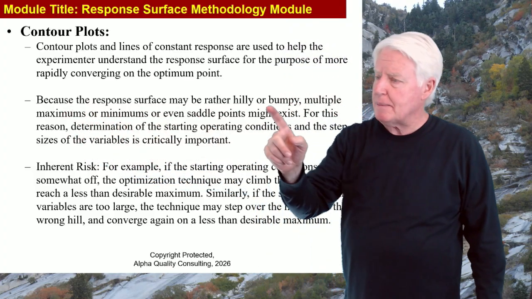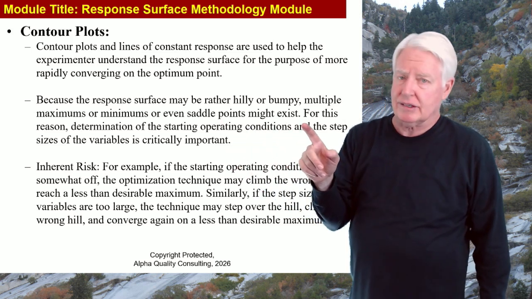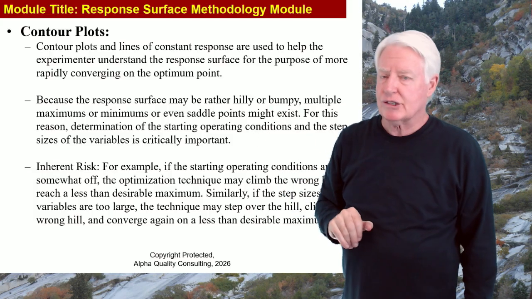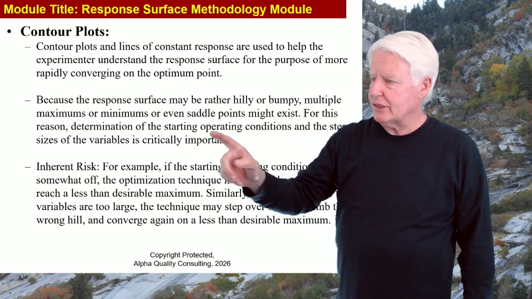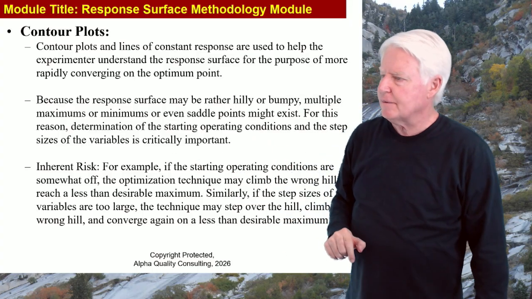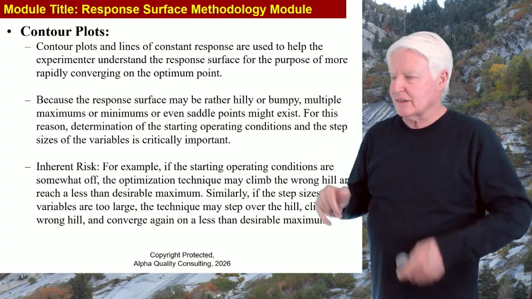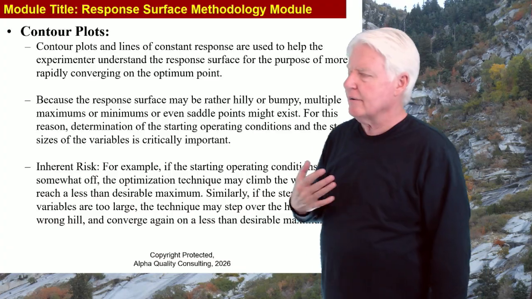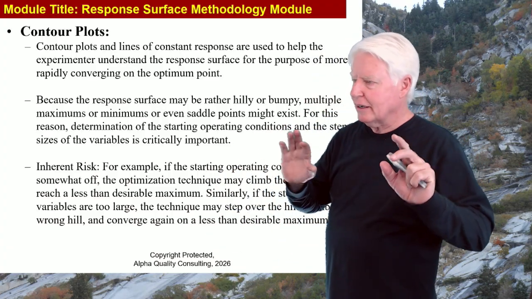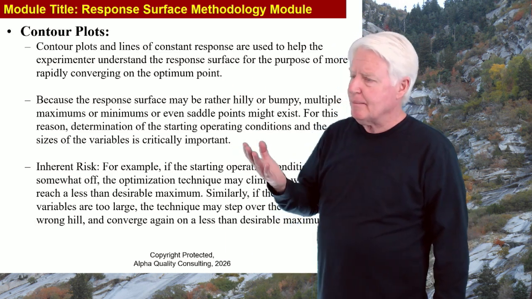Because the response surface may be rather hilly or bumpy, multiple maximums or minimums, or even saddle points might exist. We made it look pretty simple, right? It's not always that. There could be all kinds of things in this 3-dimensional surface. For this reason, determination of the starting operating conditions and the step sizes of the variables is critically important, because you can go too far and miss things. But it's kind of an engineering judgment type thing, because every phenomenon is going to be different. And you may have to poke a few more holes out there, get a few more data points, depending on how important it is. But it doesn't take that many more data points.